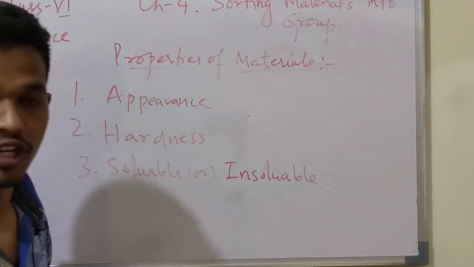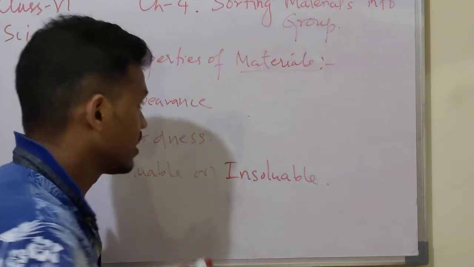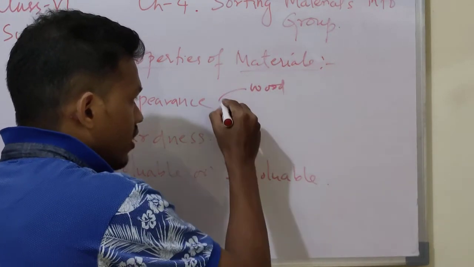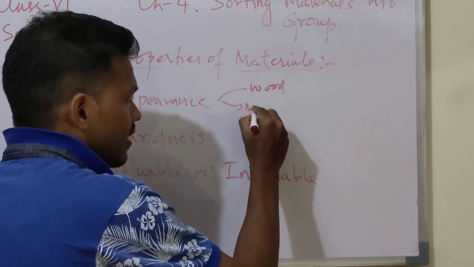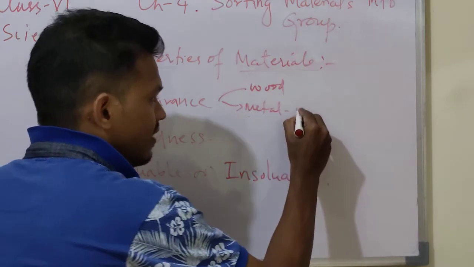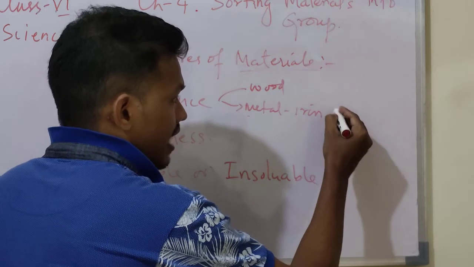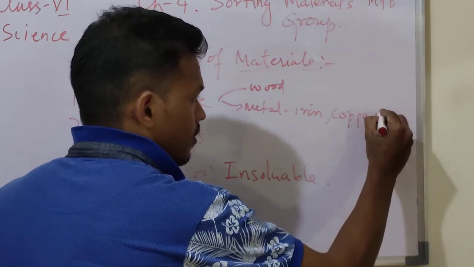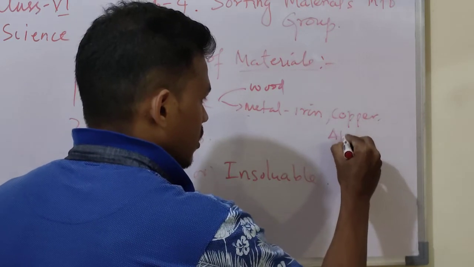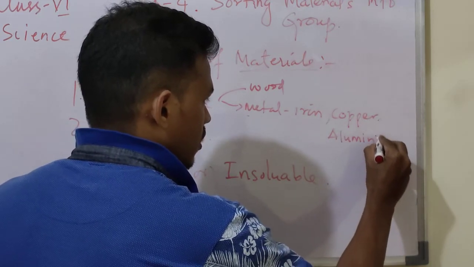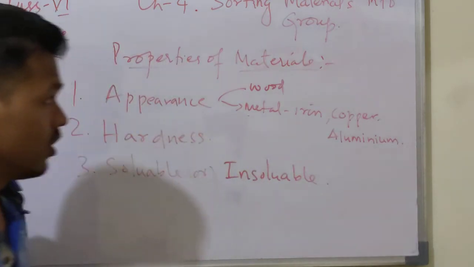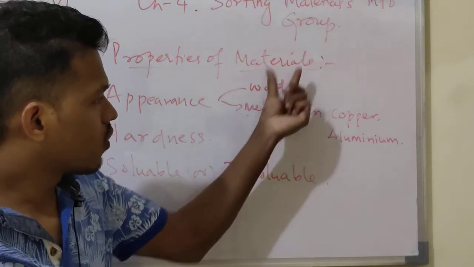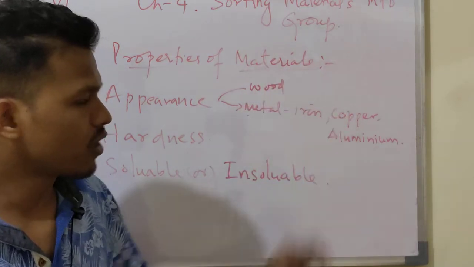So first one is appearance. For example, if you take wood, and also metals like iron, copper, aluminum, are the properties of wood similar to iron, copper and aluminum?